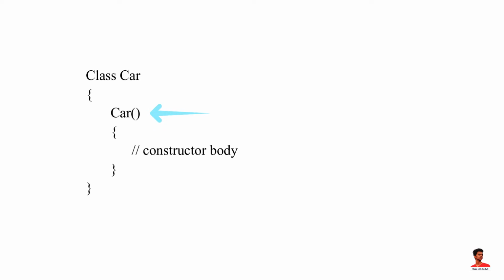here Car is a constructor. It has the same name as that of the class and doesn't have a return type.